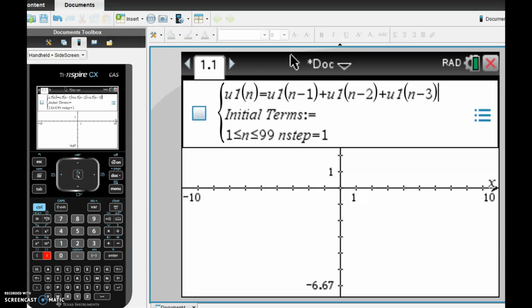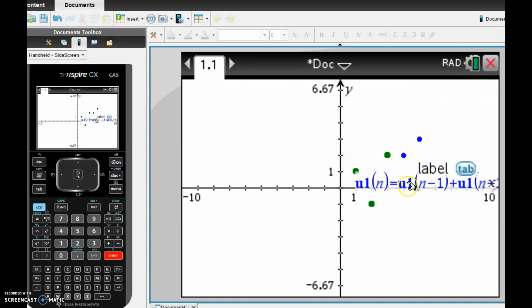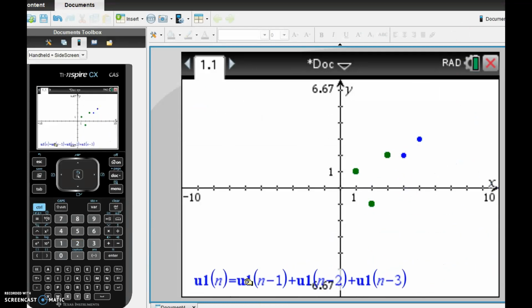So that's the formula. My initial terms, I have 3 of them: 1, negative 1, and 2. Okay, so that's the formula. Hopefully I have it right this time. And let me move this out of the way. There are my terms. So those are the first few dots.